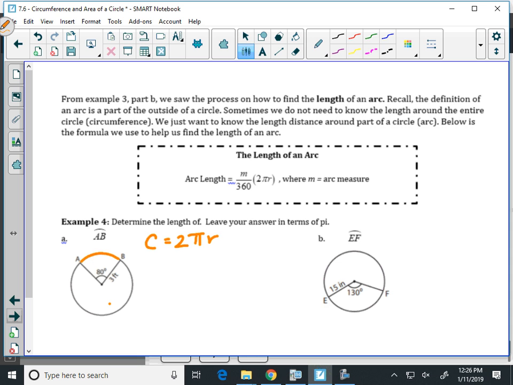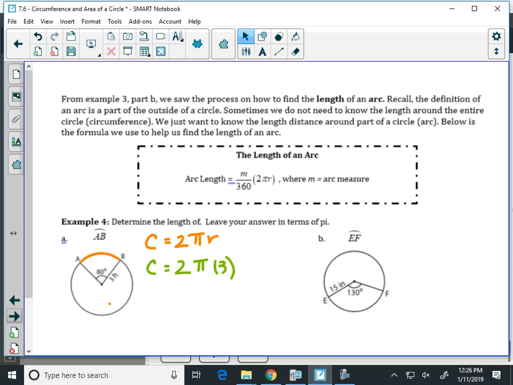2 pi r. So if we look, what's the radius of this circle? 3. So we're going to plug 3 in. And again, I'm going to leave my circumference in terms of pi first to get an accurate answer at the end. And they told me to leave it in terms of pi, so I can't round. So when we clean this up, 2 times 3 is what? 6. So the circumference around the entire circle, the length around the entire circle, is 6 pi feet.